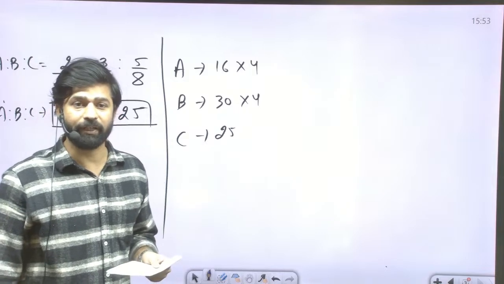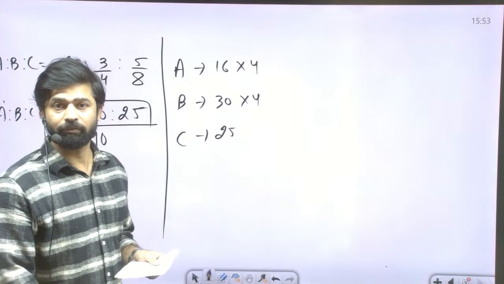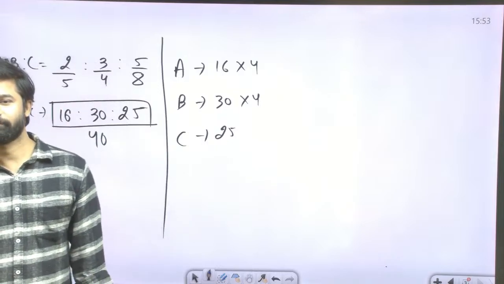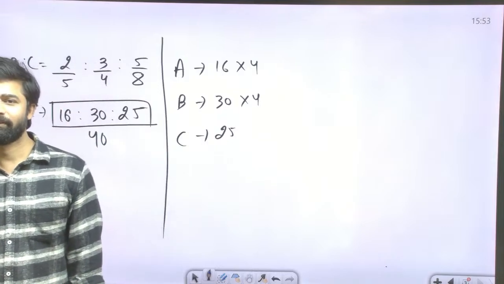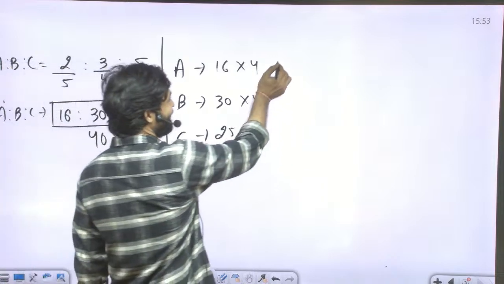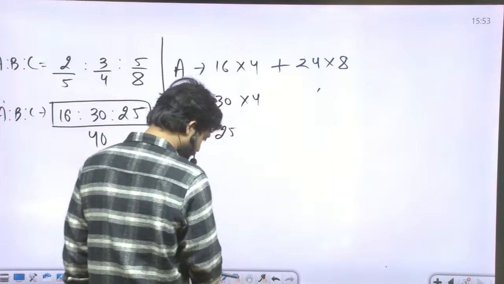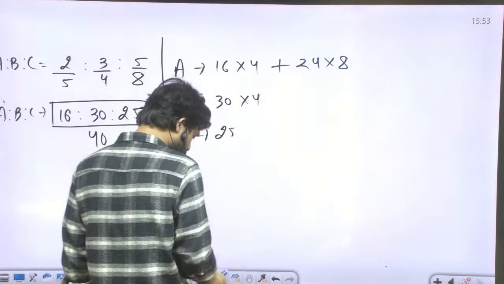So 16 plus 8, I am asking you, 16 plus 8. So this is 24 and it will be invested for the rest of the time. So the remaining time is 8 months.